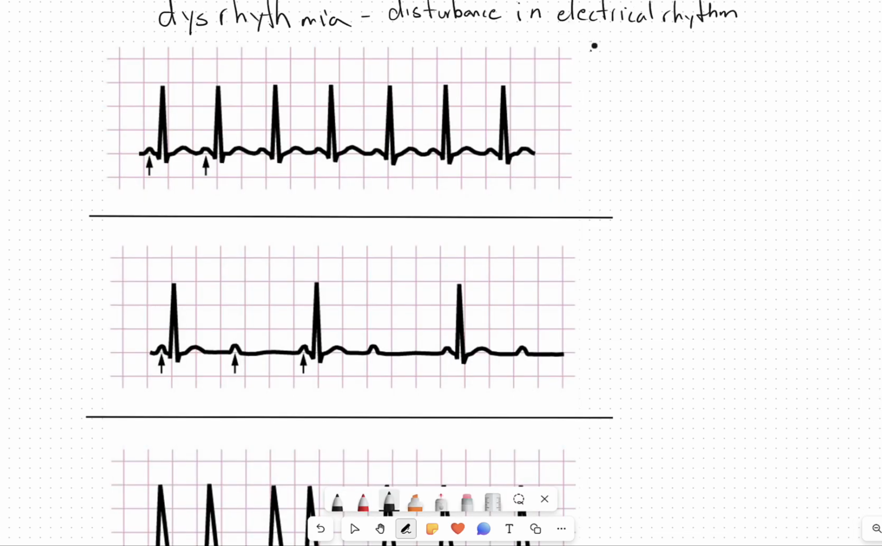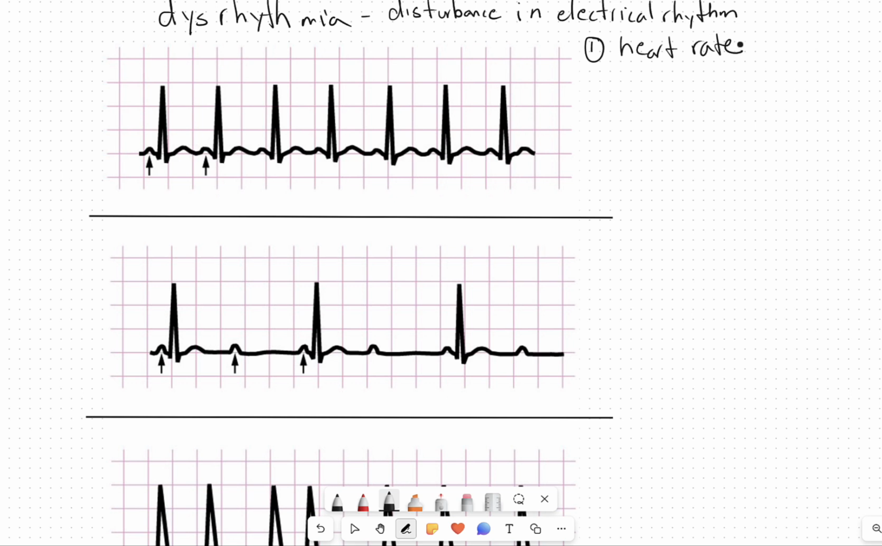The graphic trace of the EKG can show us dysrhythmias. So a dysrhythmia, or sometimes called arrhythmia, but dysrhythmia is the more correct term, is a disturbance in the electrical rhythm of the heart. Broadly, dysrhythmias can be put into different categories. EKG is going to be able to tell us what the heart rate is because we can see how many beats there are per minute.